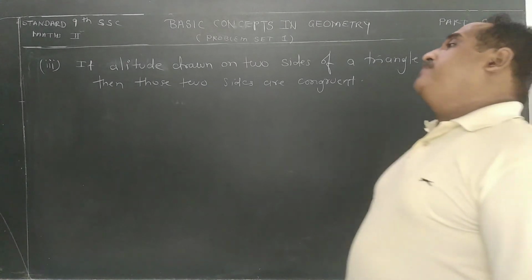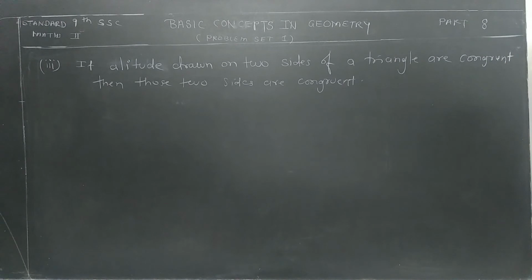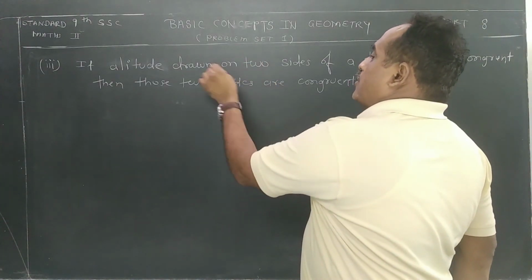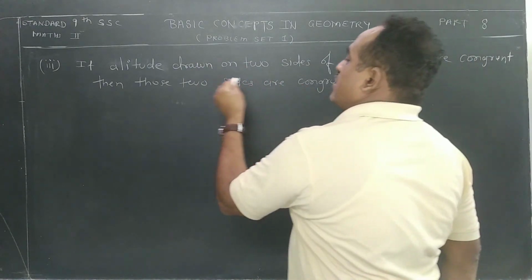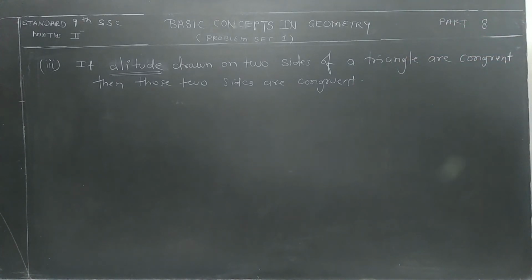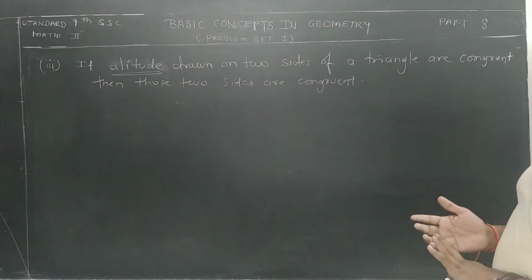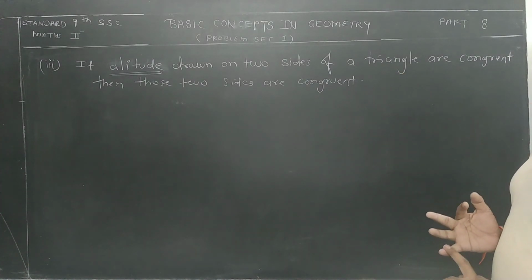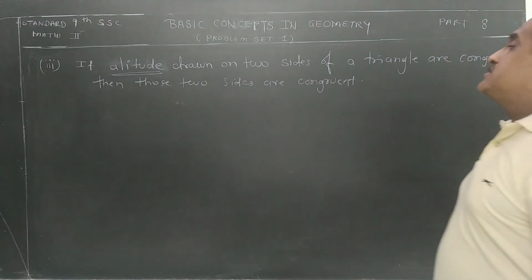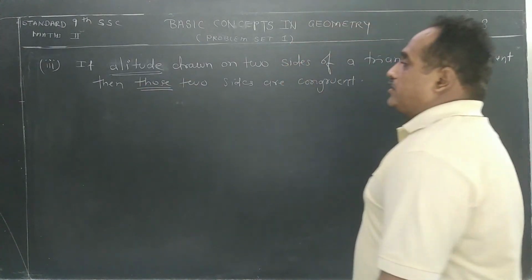Now see the last question. Last question of your chapter as well as last question of this. You have to draw the figure. You have to write consequent and antecedent. The altitude drawn on two sides of a triangle. What do you mean by altitude? Altitude is a perpendicular drawn on two sides of a triangle. In a triangle there are three sides, and we are going to draw altitudes on two sides of a triangle; if they are congruent, then those two sides are congruent.